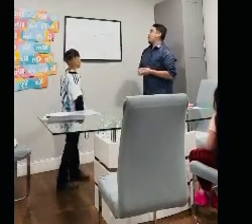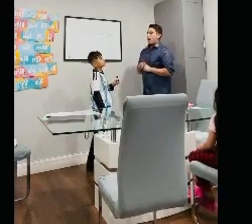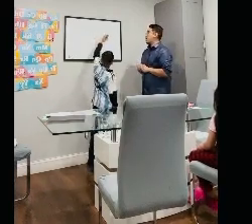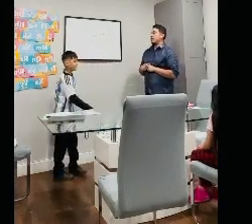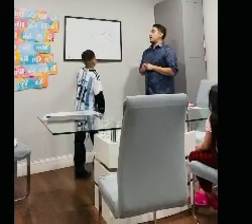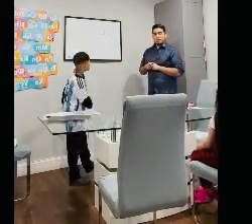Okay, so now we're gonna circle our vowel. So what's our vowel? Ah. And then we're gonna underline our consonants. Underline the consonants. Perfect. Awesome.